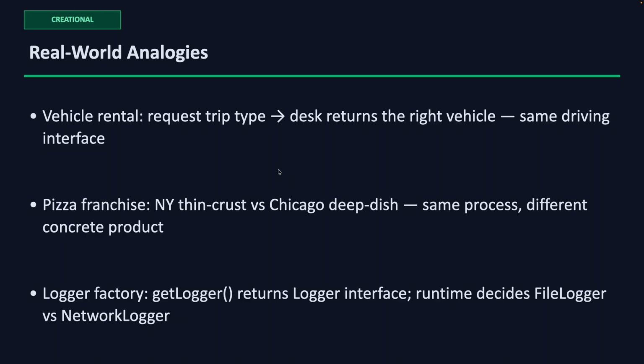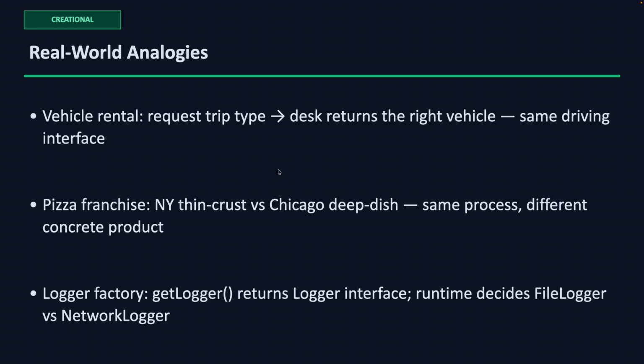There are three real-world analogies we can look at to help understand the factory method pattern. We have vehicle rental desks. Think about you walk up and request a vehicle for a specific trip type. Maybe you're going on a city tour, a mountain road trip, or even like delivering cargo or moving. The desk, which we can think about as the factory, hands you the right vehicle type. You drive it using the same interface. It's just steering wheel, accelerator, brakes. You don't know what the booking system did internally. You just get the car.